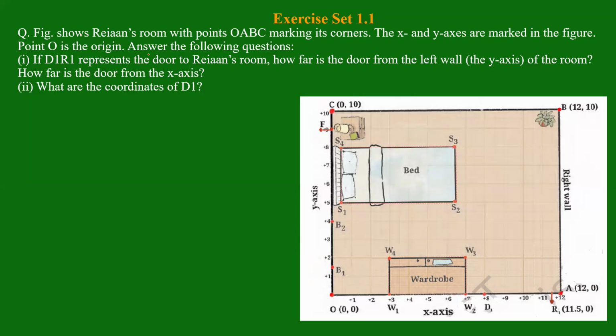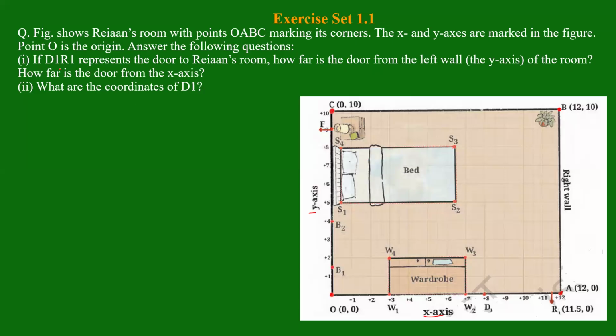Answer on the basis of this, we have to answer the questions. In this, you'll see that on the horizontal axis some points are written here, like W1, W2, D1 and R1. Again, along the vertical y-axis. So here it is the x-axis, here we have the y-axis. And in different locations, it has a wardrobe and a bed.